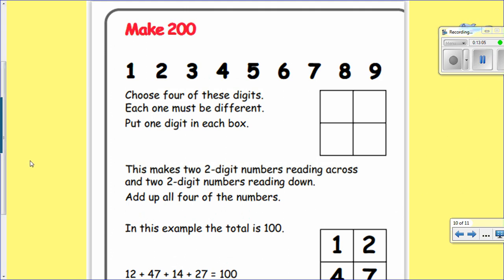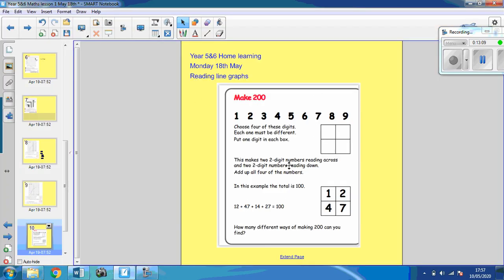So if I just zoom out slightly, you will then see that you've got the question. It says make 200. And you've got the 9 digits here. Choose 4 of the digits to go into the box here. Each one must be different. This makes 2 digits across, 2 digits across, and 2 down. So for example, that's 12, 47, 14, and 27. If you add those together, they make 100.